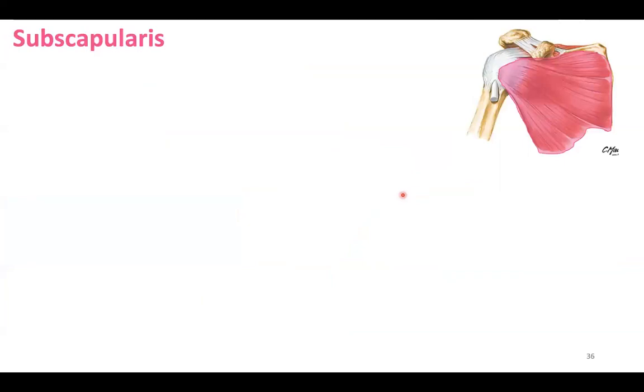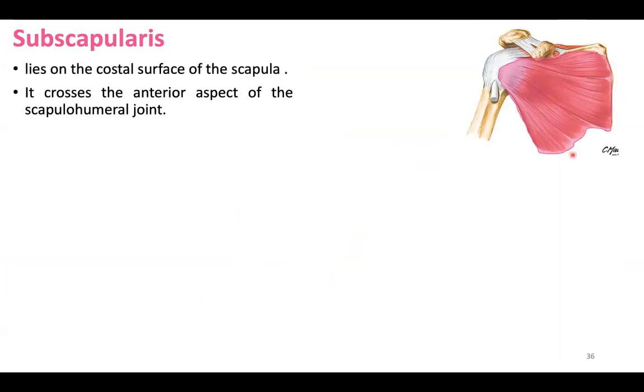The last muscle is the subscapularis muscle. It lies on the costal surface of the scapula. It originates from the subscapular fossa, and it crosses the shoulder joint anteriorly. The other rotator cuff muscles cross the shoulder joint either superiorly or posteriorly. Supraspinatus crosses superiorly. The infraspinatus and teres minor cross posteriorly. But subscapularis crosses the shoulder joint anteriorly.